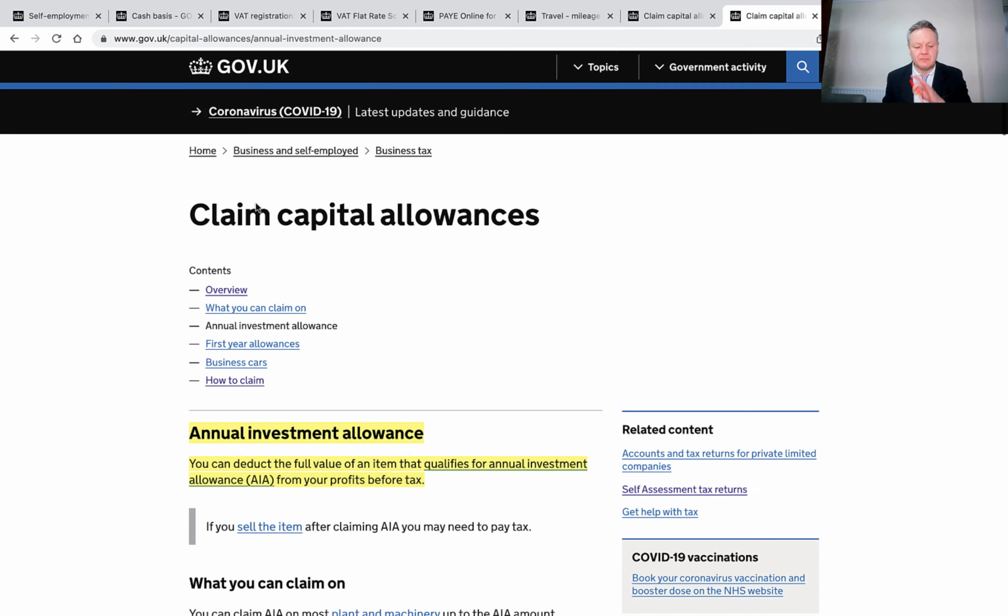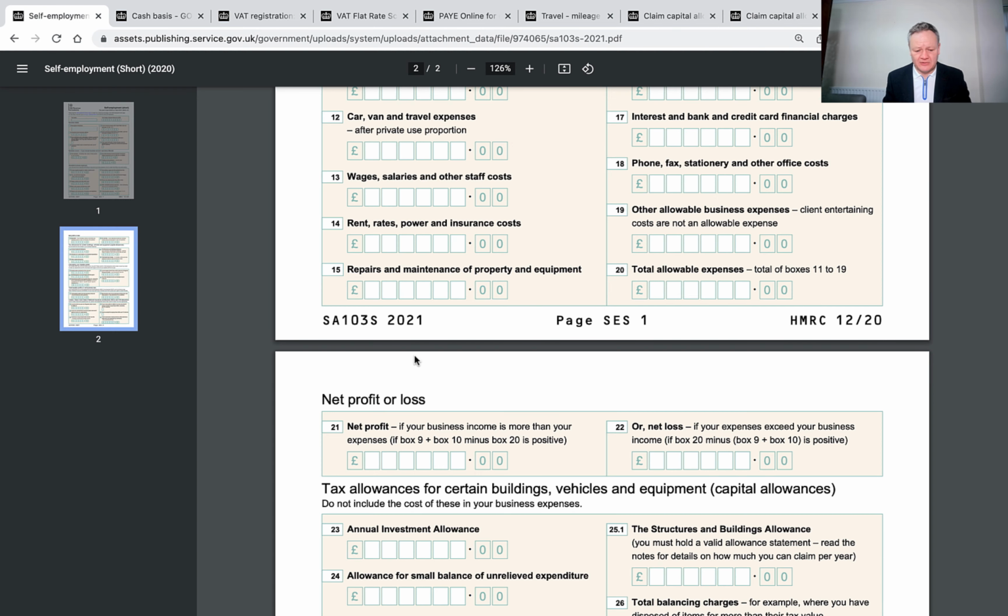Big subject, but please understand it, because people pay far too much tax because they do not claim capital allowances on the things that they buy. They do not claim annual investment allowances on the things they buy to write off against their self-employment tax return. Big mistake. Okay, so I think I've done point 12 to death right now.